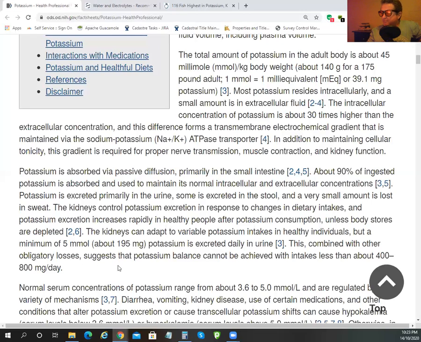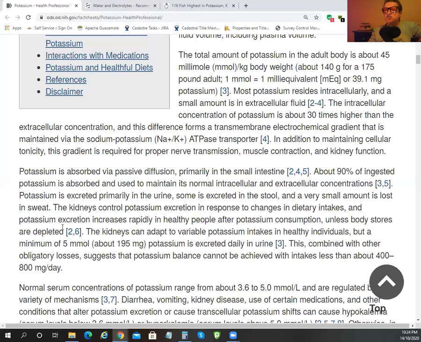This, combined with other obligatory losses, suggests that potassium balance cannot be achieved with an intake of less than 400 to 800 milligrams a day. That's because you've got about 200 going out in your stool, and nearly 200 out through your kidneys, at the bare minimum. So at most 800, way below the full intake. So if you're downing massive amounts, it's all going to go out in the stool and be urinated out. Why? Because it's too much.